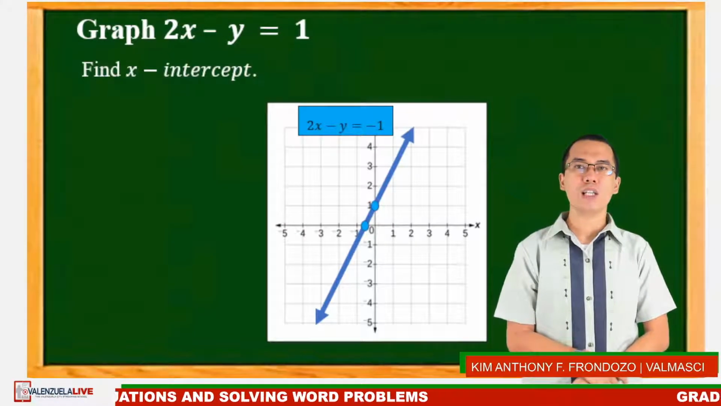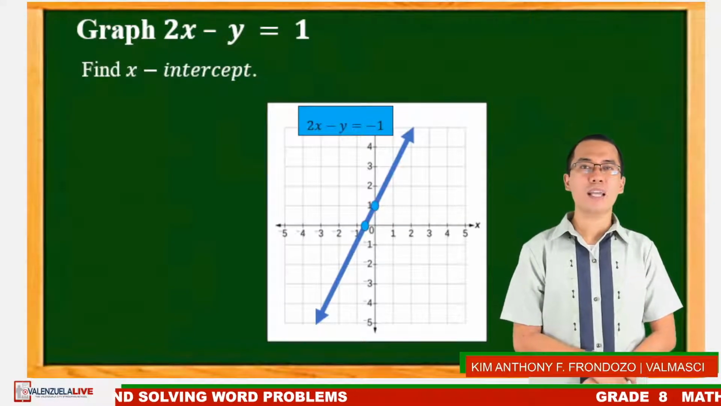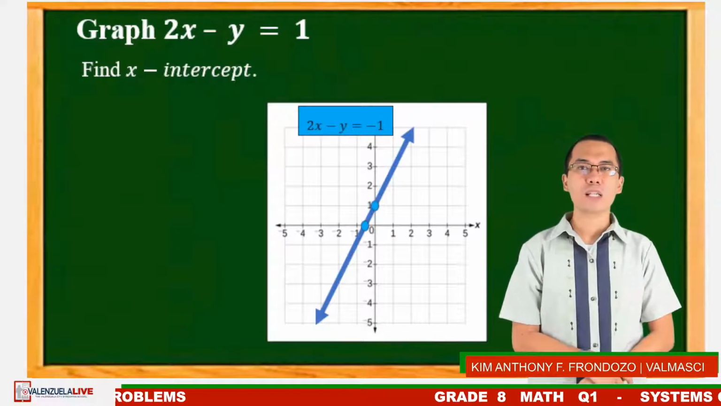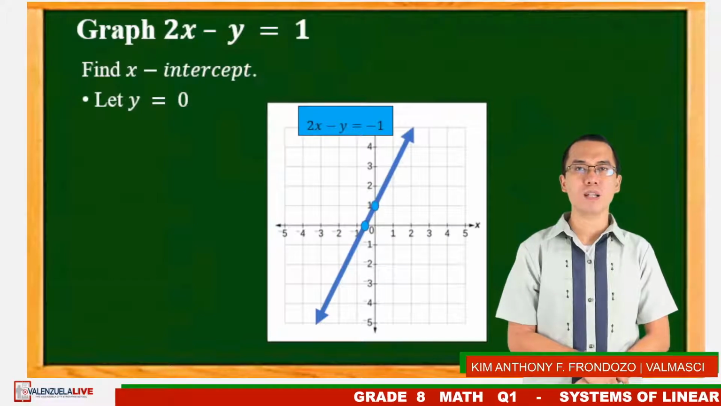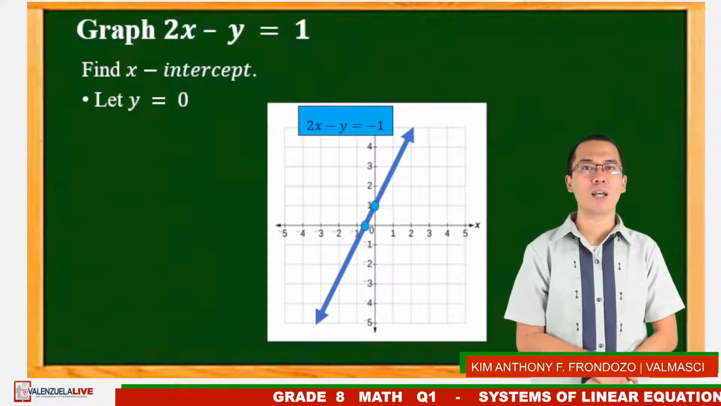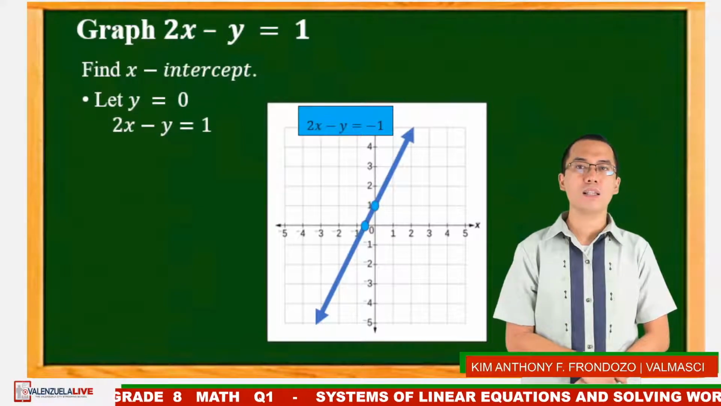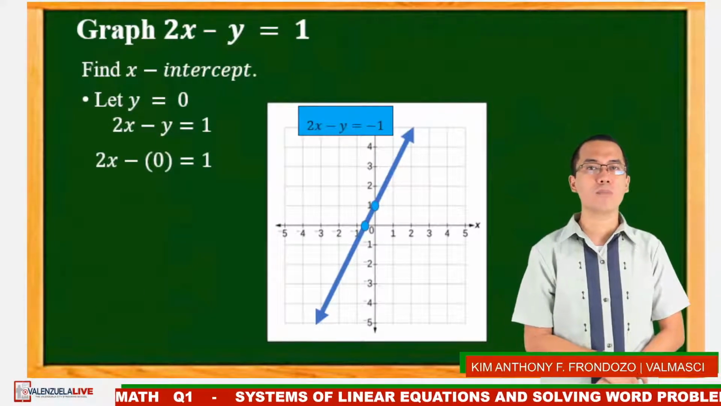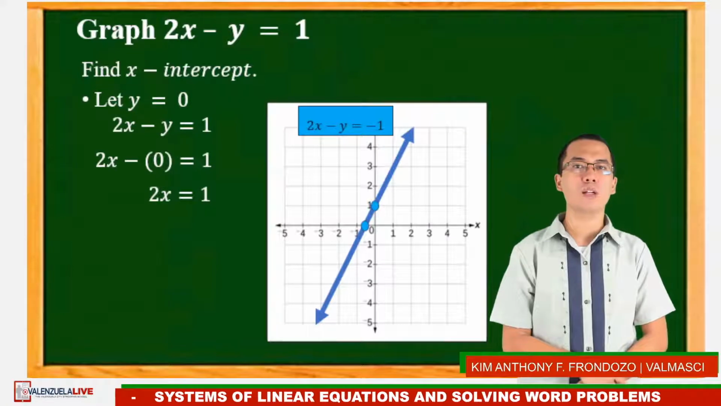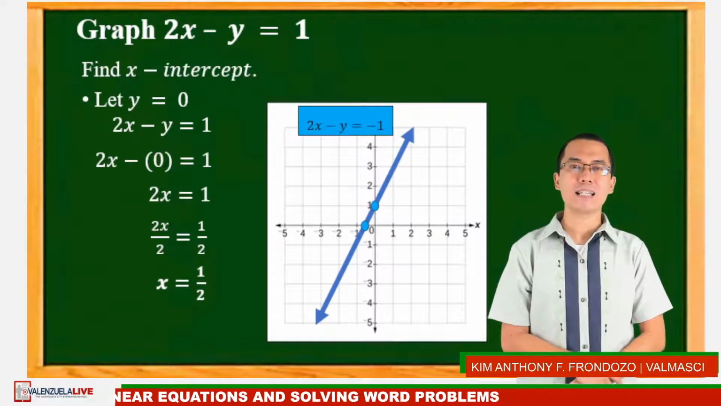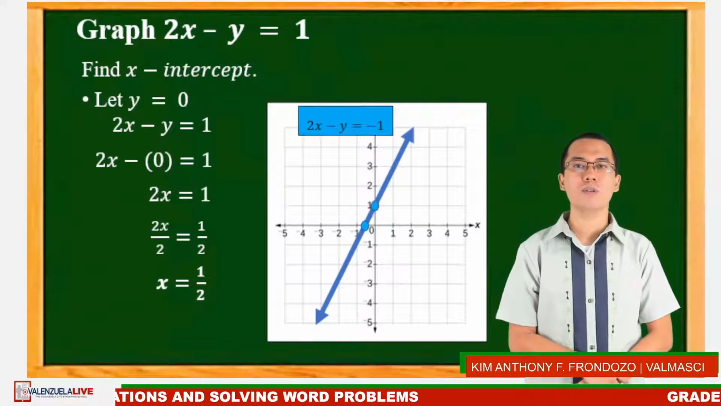So for the solution, we need to find the x-intercept by letting y be equal to 0. So we'll have 2x minus y equals 1. So by substitution, we'll have 2x minus 0 equals 1. Then we'll have 2x equals 1. Then dividing both sides of the equation by 2, x is equal to 1/2. So the line crosses the x-axis at 1/2, 0.